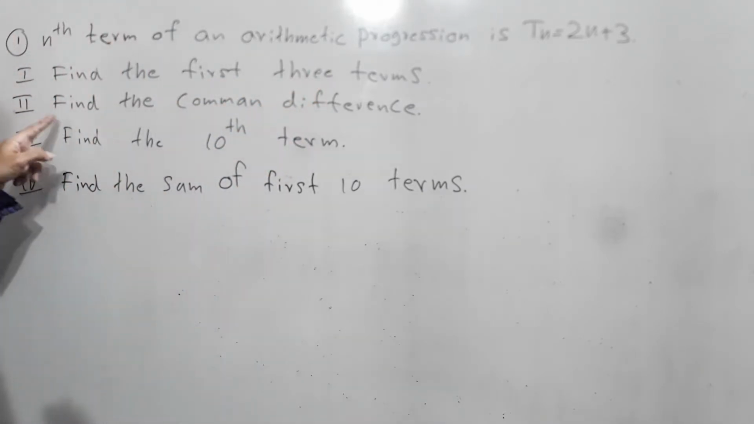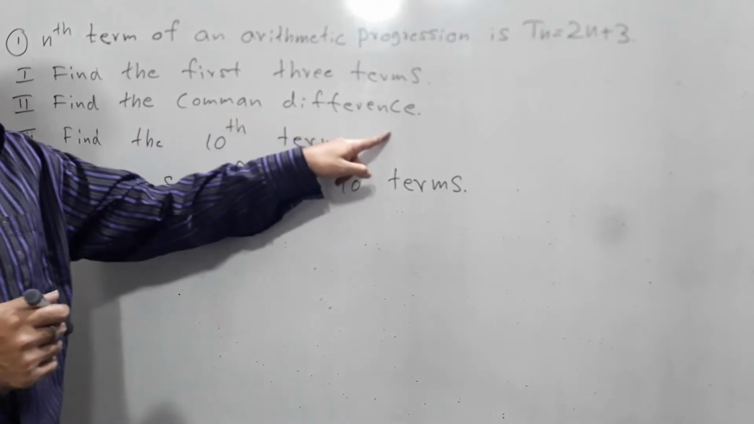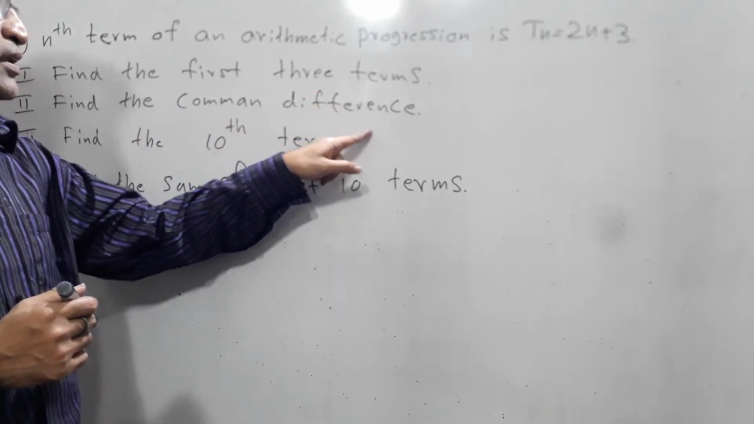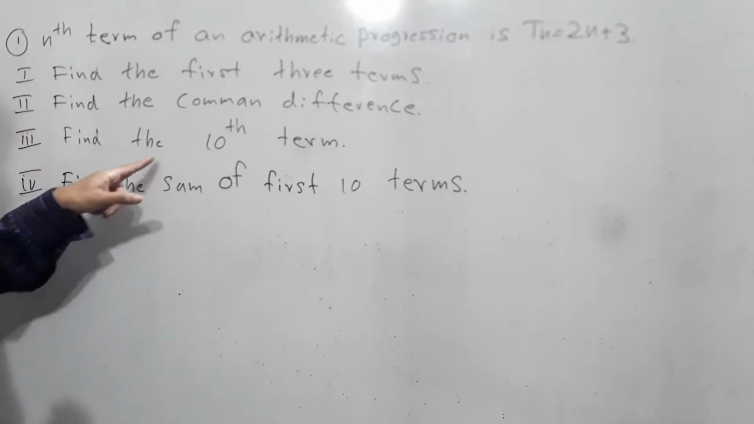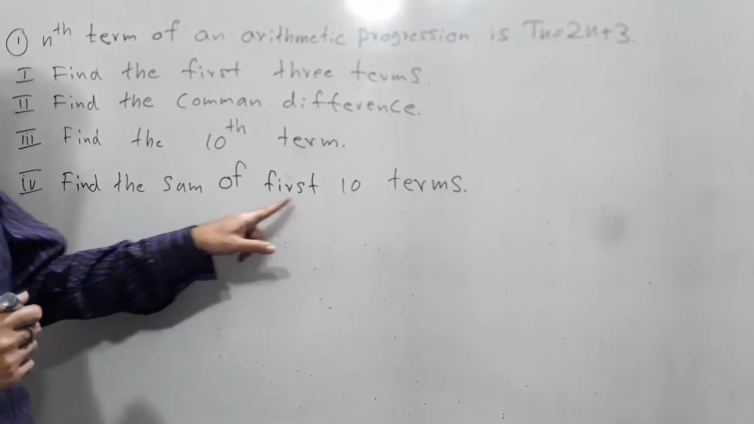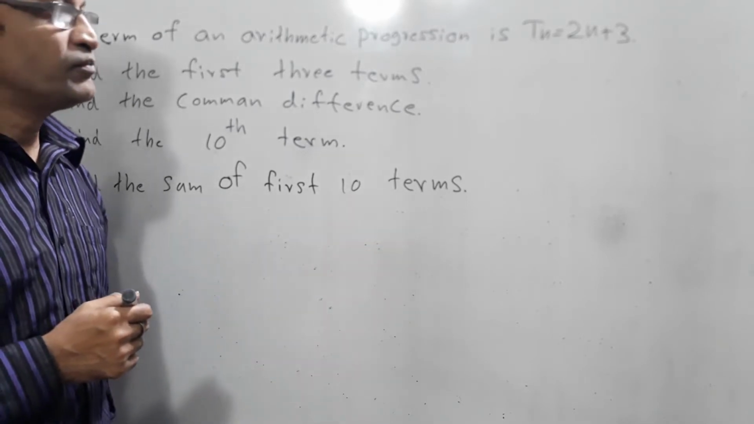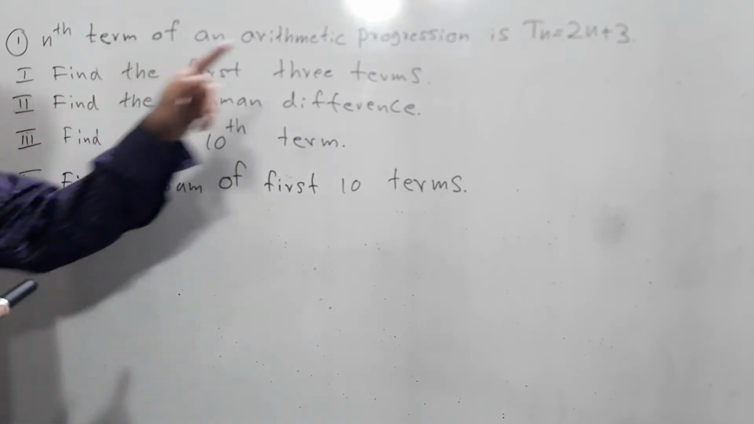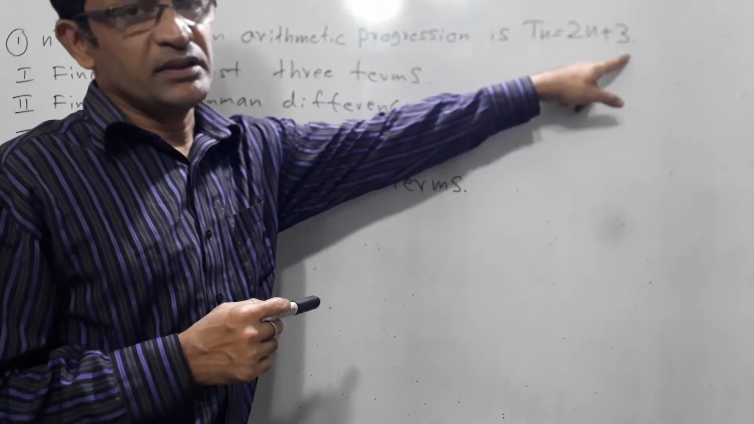Then they ask, find the common difference. If you know the first three terms, you can find the common difference. Then they ask, find the 10th term. Then find the sum of the first 10 terms. Right? So here the nth term is given, Tn equal 2n plus 3.